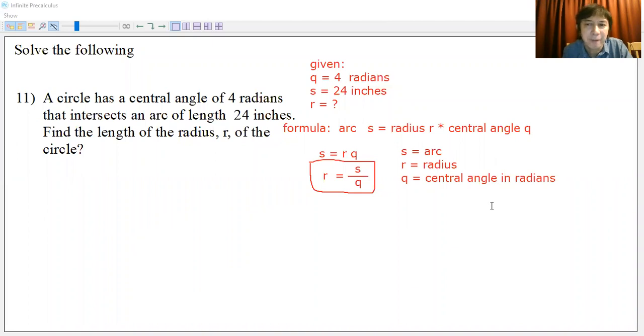Now the S and the R should be consistent with the units. If S is feet, then R must be in feet. If S is centimeters, then R must be centimeters. So we're after R here, so it's S over q. Our S is given, that's 24 inches. This is divided by q, that would be 4 radians.